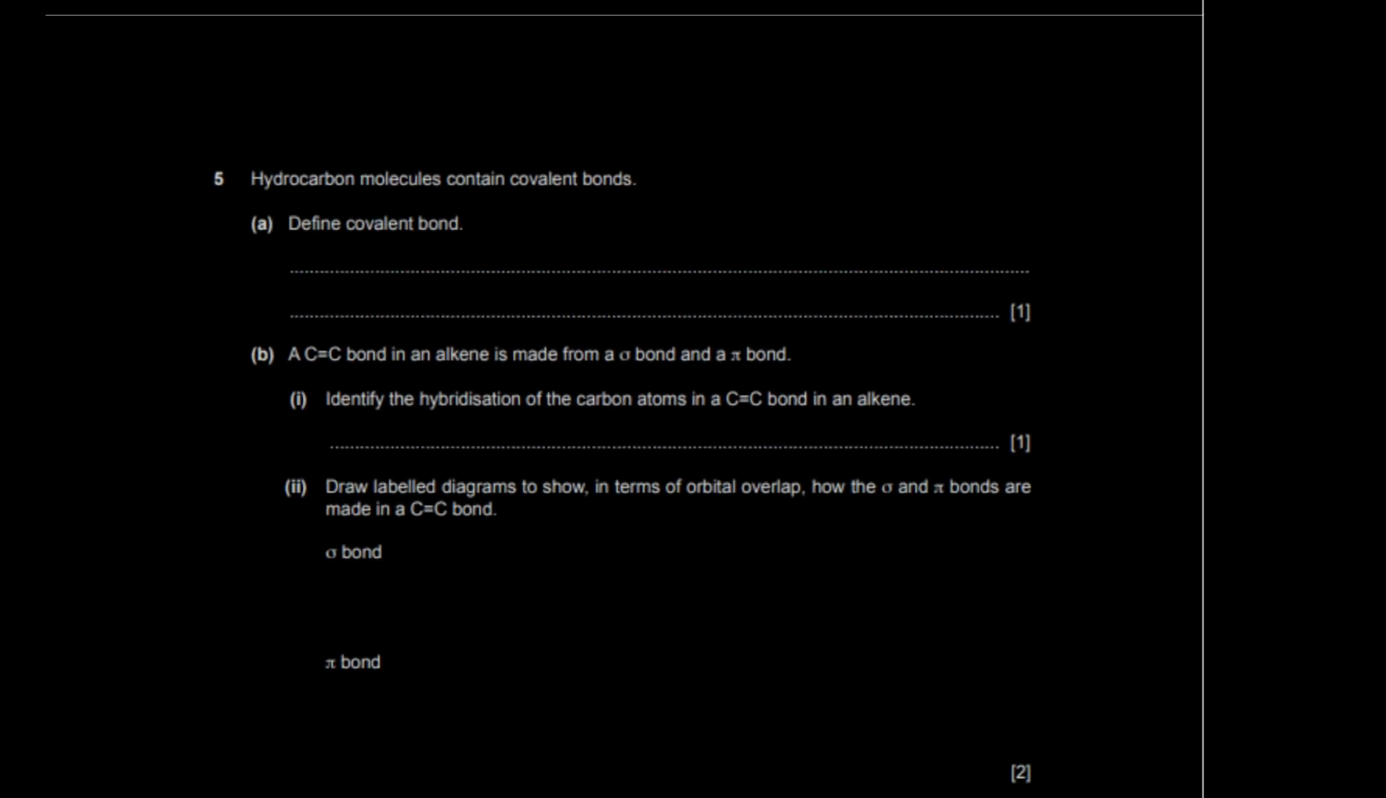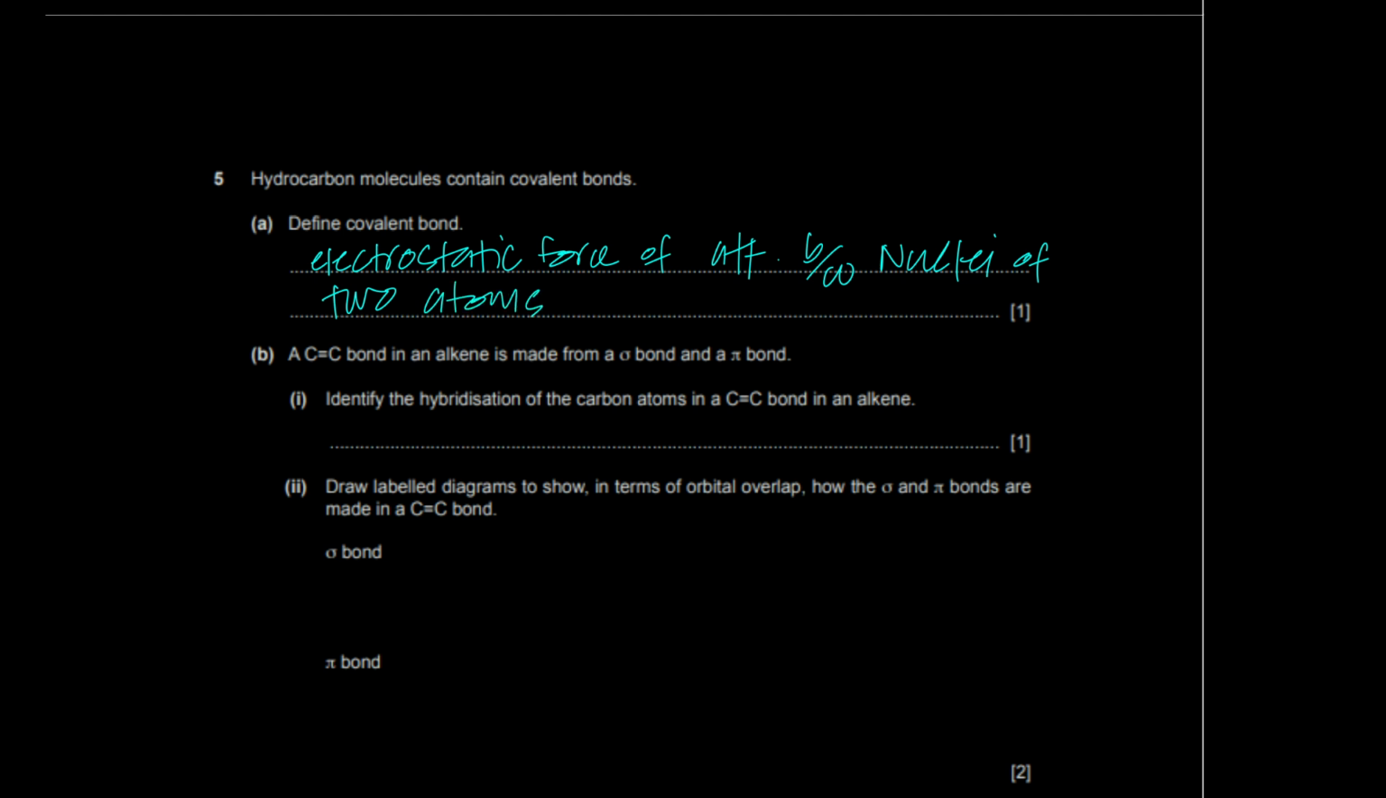Hydrocarbon molecules contain covalent bonds. Define covalent bonds. What is a covalent bond? It's the electrostatic force of attraction between the nuclei of two atoms and its shared pair of electrons. Done.